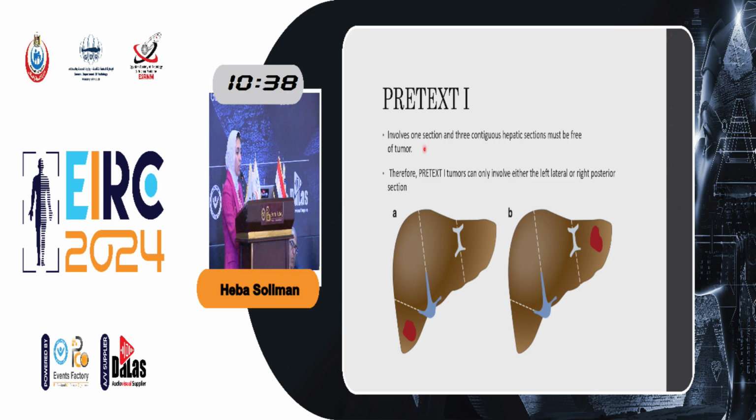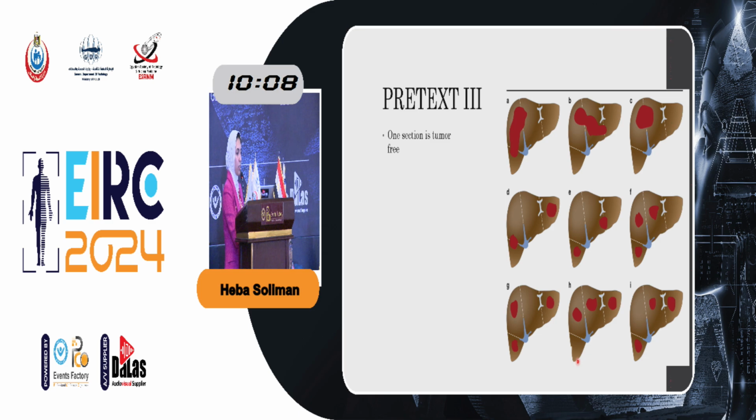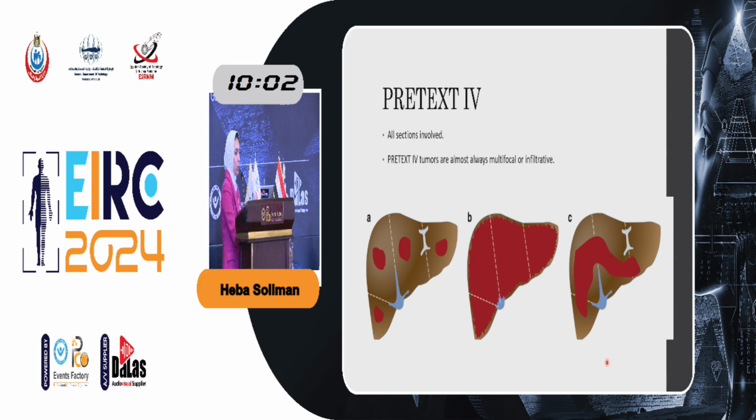PRETEXT 1 involves 1 section with 3 contiguous free hepatic sections. So the only scenarios that apply to PRETEXT 1 are either left lateral or right posterior. PRETEXT 2: 2 contiguous sections are spared. If the tumor is present only in the caudate, it will be considered PRETEXT 2. PRETEXT 3: only 1 section is free of tumor. PRETEXT 4, which is essentially an infiltrative or multifocal hepatoblastoma, includes all 4 sections.